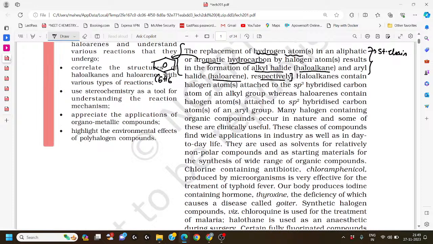Now let us try to understand hybridization. Haloalkanes contain halogen atoms attached to the sp3 hybridized carbon atom of an alkyl group, whereas haloarenes contain halogen atoms attached to the sp2 hybridized carbon atom of an aryl group. So these two lines indicate the attachment of halogen with the carbon hybridization.